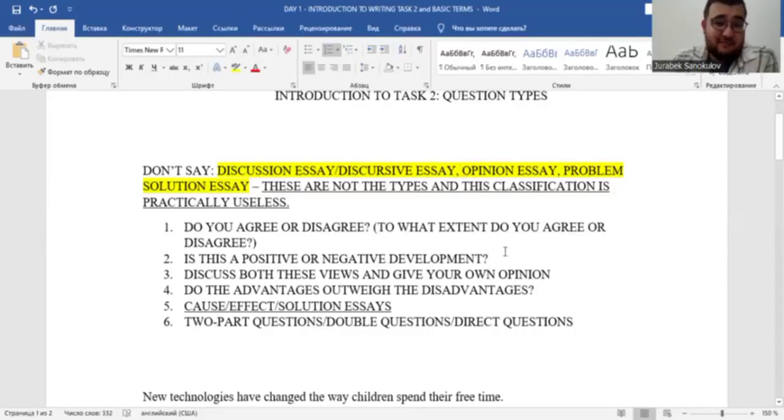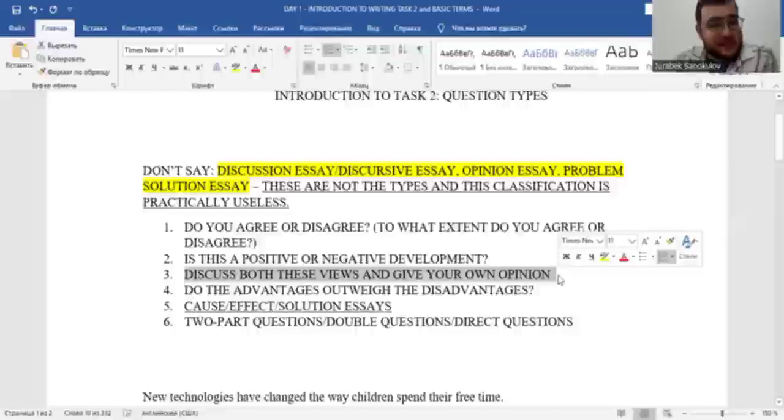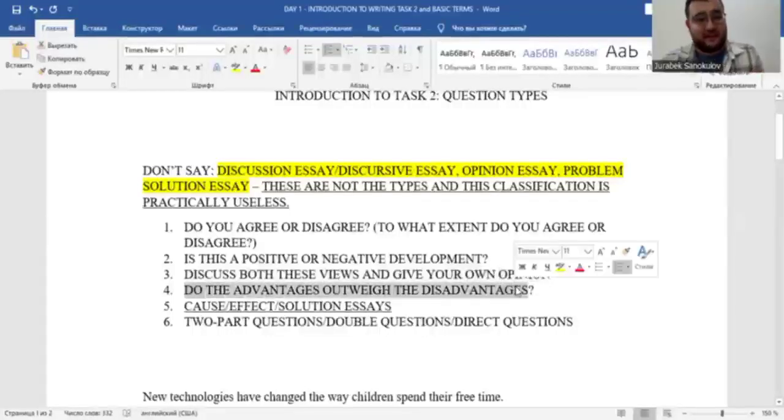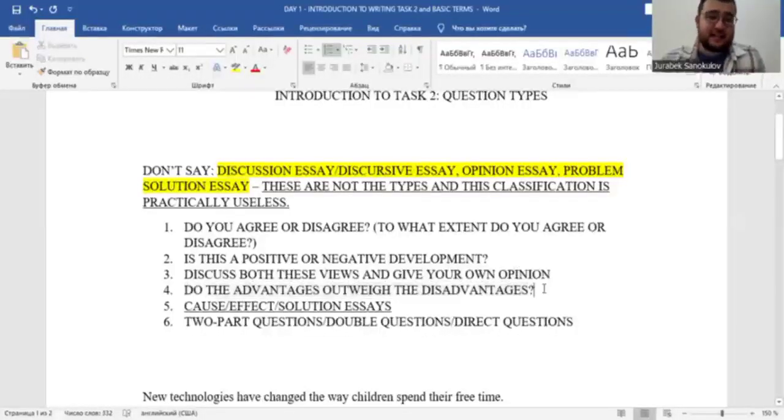So it means that this is also an opinion essay. And this one, like discuss both these views and give your own opinion. This is also an opinion essay because it's asking your opinion, right? Here as well, do the advantages outweigh the disadvantages essay. So it's again asking your opinion, according to you, according to your way of thinking, let's just say.